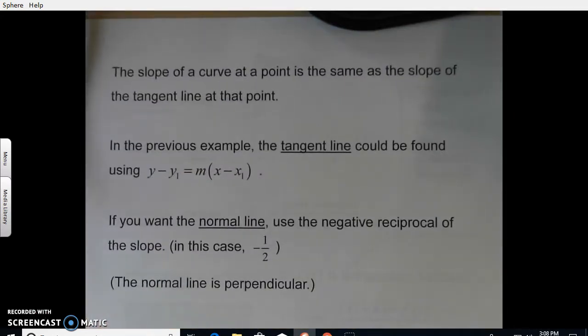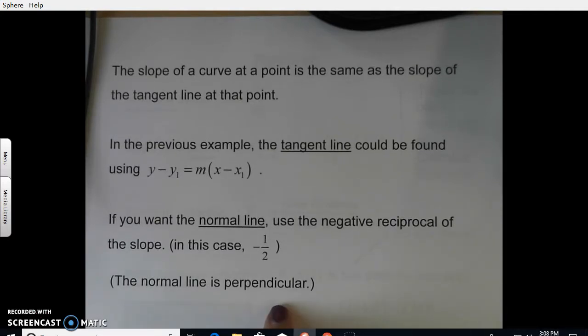So the slope of a curve at a point is the same as the slope of the tangent line at that point. In our previous example, the tangent line could be found by using y minus y1 equals m times x minus x1. And if you want the normal line, we could use the negative reciprocal of the slope. So in this case, it would be negative 1/2 because our slope was 2. And our normal line is perpendicular.